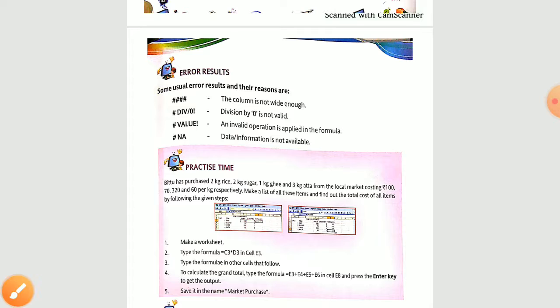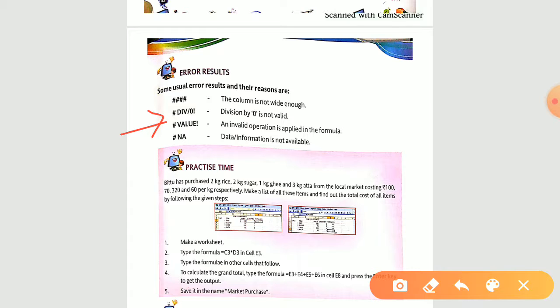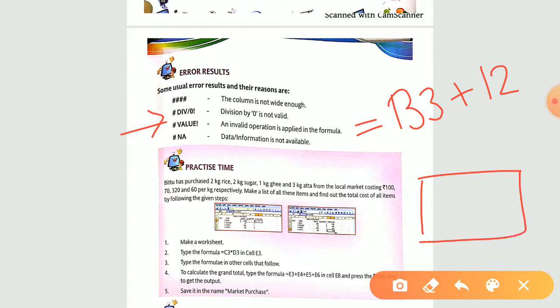Fine. Third one, you see, value, right? An invalid operation is applied in the formula. So when you have made a mistake in the syntax, then you will be getting this kind of error. Or you can say, if you have written something like B3 plus 12, and in the cell B3 you do not have anything, it is blank, then at that time you will be getting this kind of error. So when you are applying an invalid operation, you will be getting the value exclamation mark kind of error.